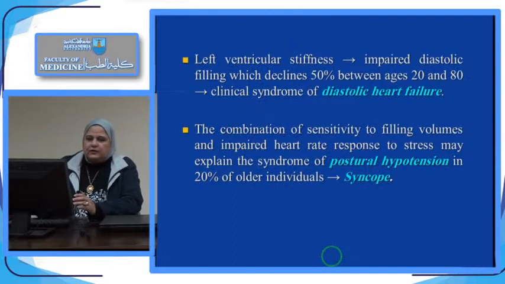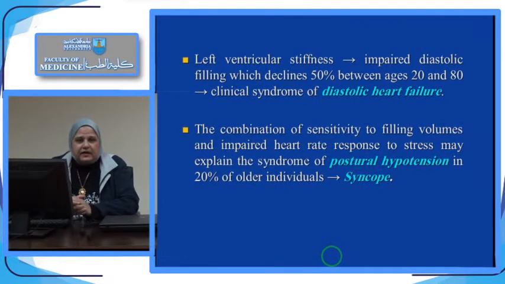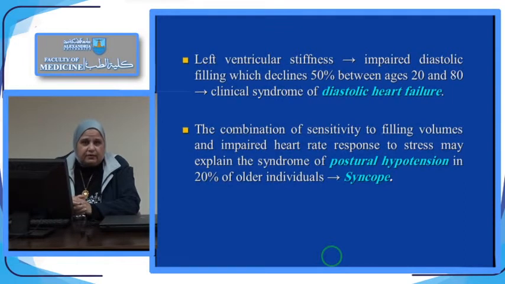The next question is what is the commonest type of heart failure in the elderly? The commonest type is diastolic heart failure. Diastolic heart failure is a common disorder in old age, and it is not diagnosed by ejection fraction. This type of heart failure is termed HFpEF, heart failure with preserved ejection fraction, and it is the main cause of heart failure in the elderly.